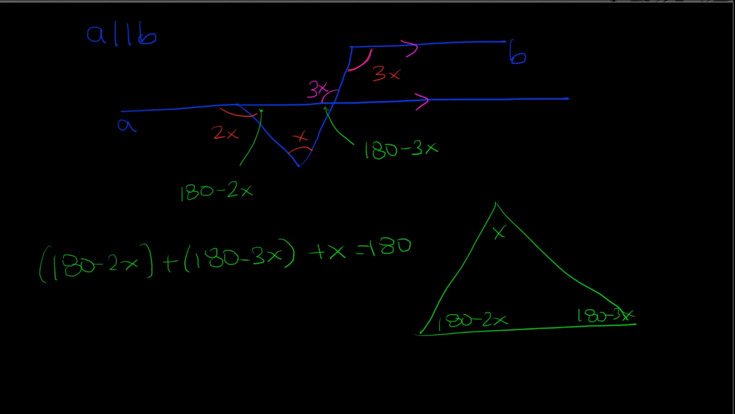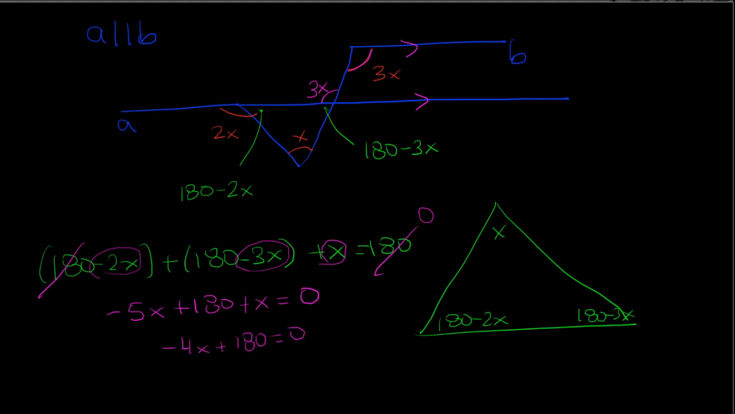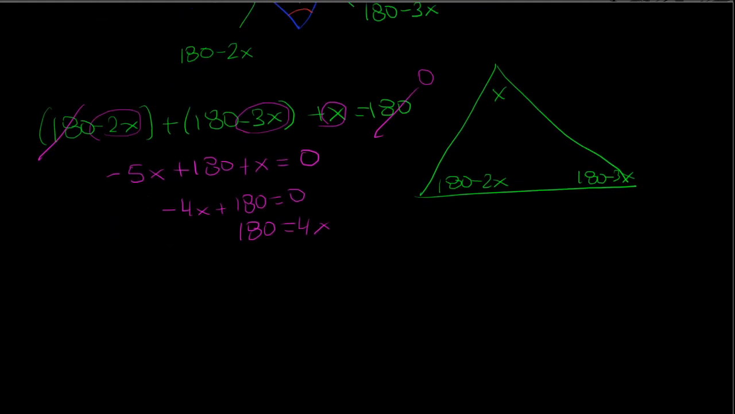So I can get rid of one of the 180s by subtracting it over. This will be 0. And negative 2x plus negative 3x is negative 5x. I still have 180. I also have x here, plus x equals 0. Negative 5x plus x is negative 4x, plus 180 equals 0. I'm going to add the 4x to the other side to get 180 equals 4x. If I divide both sides by 4, I get x equals 45. So that's my answer.